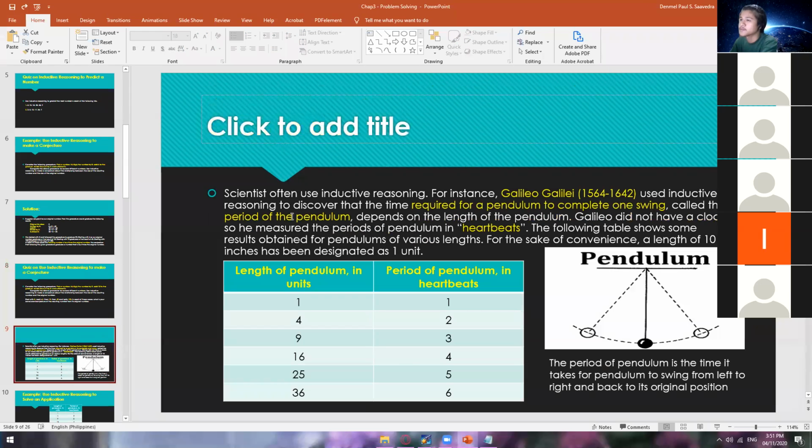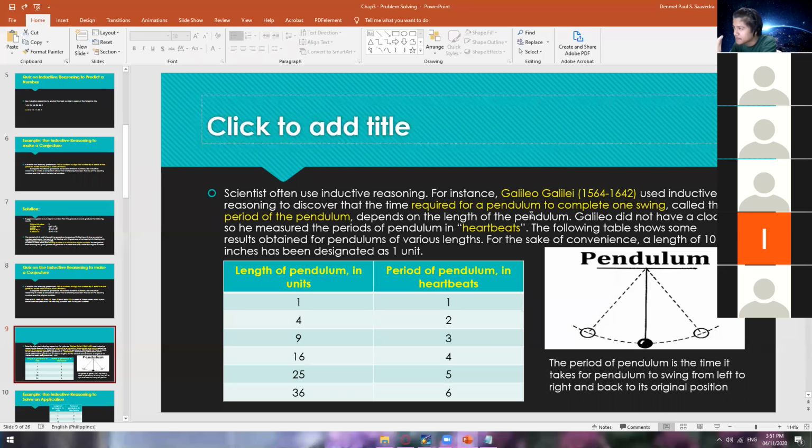So moving on, there is quite a history when it comes to using inductive reasoning. Before, scientists often used inductive reasoning, based on examples, results, and data. Let's say, for instance, Galileo Galilei used inductive reasoning to discover that the time required for a pendulum to complete one swing is called the period of the pendulum. So he's the one actually, what do you call this one?